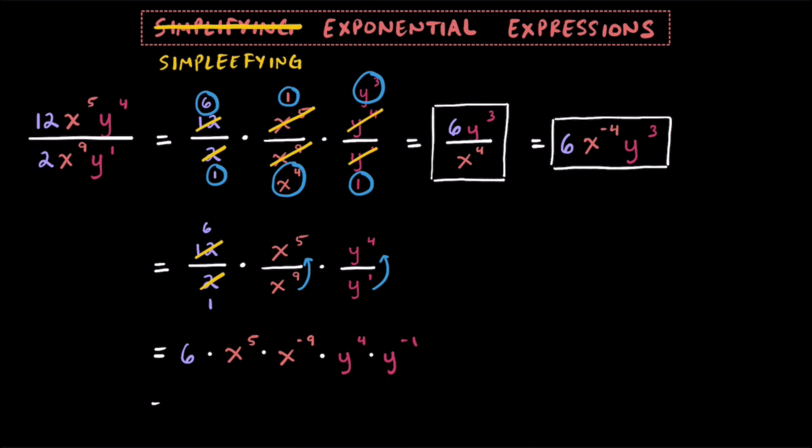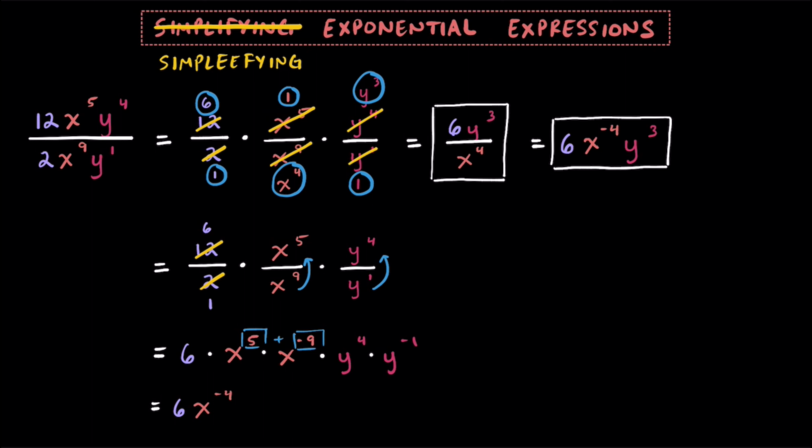So finally, if we're going to write this simplified expression here, we're going to have this 6, and then if we multiply this x to the 5th power times this x to the negative 9th power, remember we just add those exponents together as our little shortcut, and so that's going to be x to the negative 4th power.